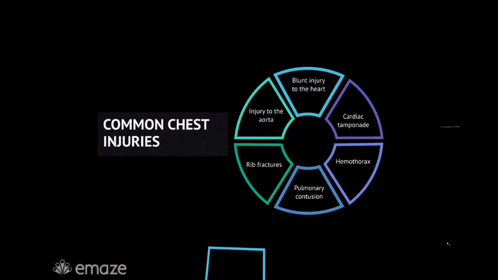and rib fractures and injury to the aorta, which is a tear in the large artery that carries blood from the heart to the body. And many other examples like traumatic pneumothorax, which is air between the lung and chest wall, and sometimes called collapsed lung. Thank you.